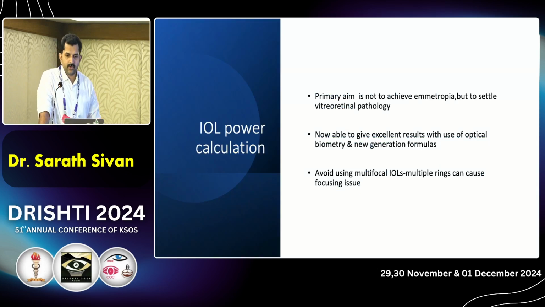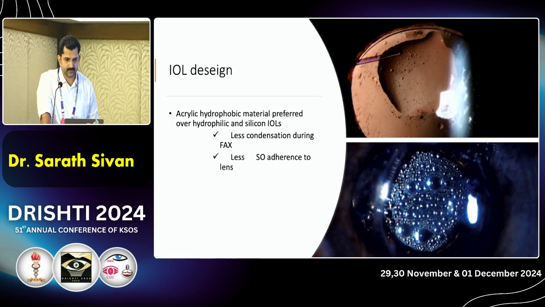Coming to the IOL power calculation, our primary aim is not to achieve emmetropia but to settle the vitreoretinal pathology. But now we are able to give excellent results with the use of optical biometry and new generation formulas. All of the formulas give excellent results in combined vitrectomy. It's always better to avoid multifocal IOLs because the multiple rings in the IOL can create focusing issues.